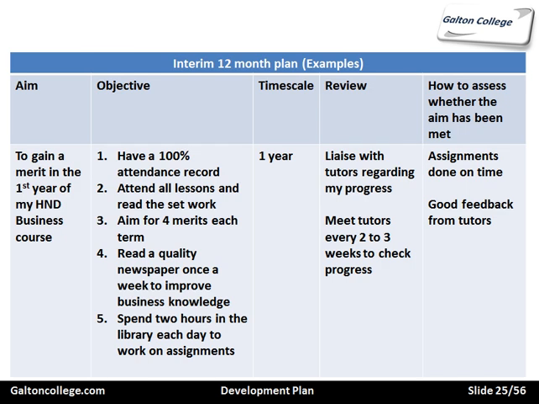Say a 12-month plan could be to gain a merit on the first year of my HND in business course. So that's the aim. Now the objective, have 100% attendance record, so do all the classes, meet all the requirements, aim for 4 merits each term, read a quality newspaper once a week to improve business knowledge, and so on. The timescale is a year.